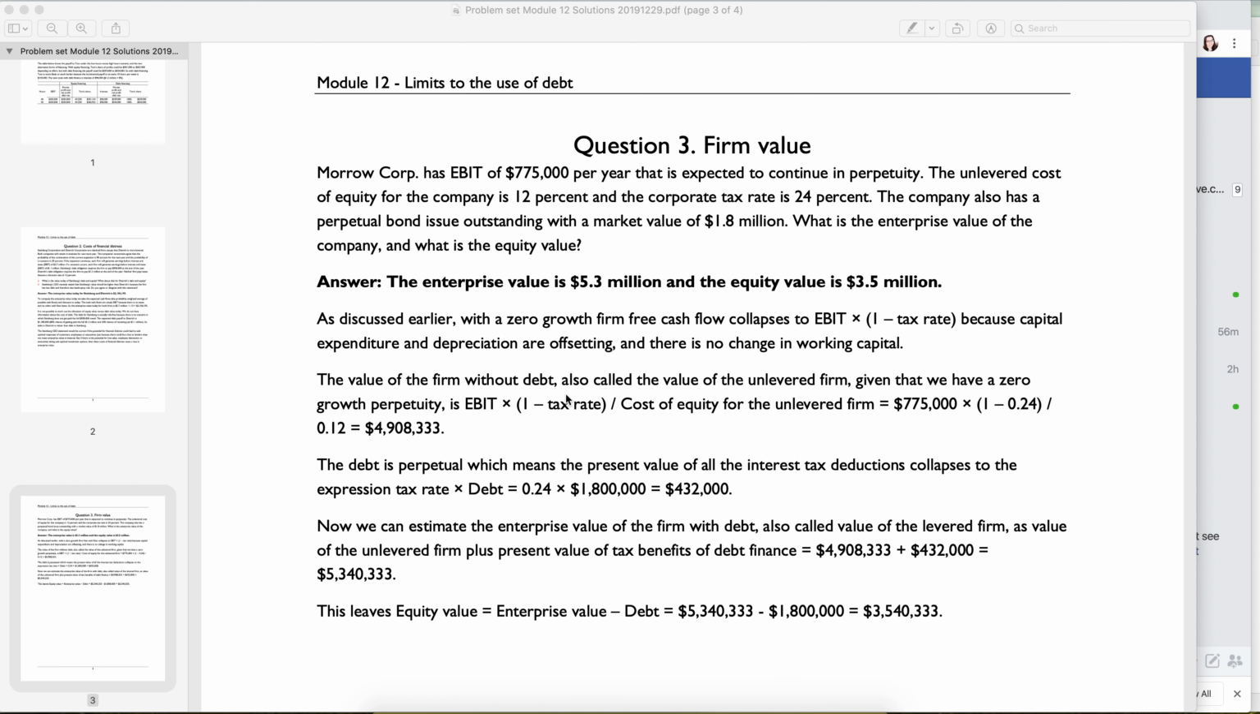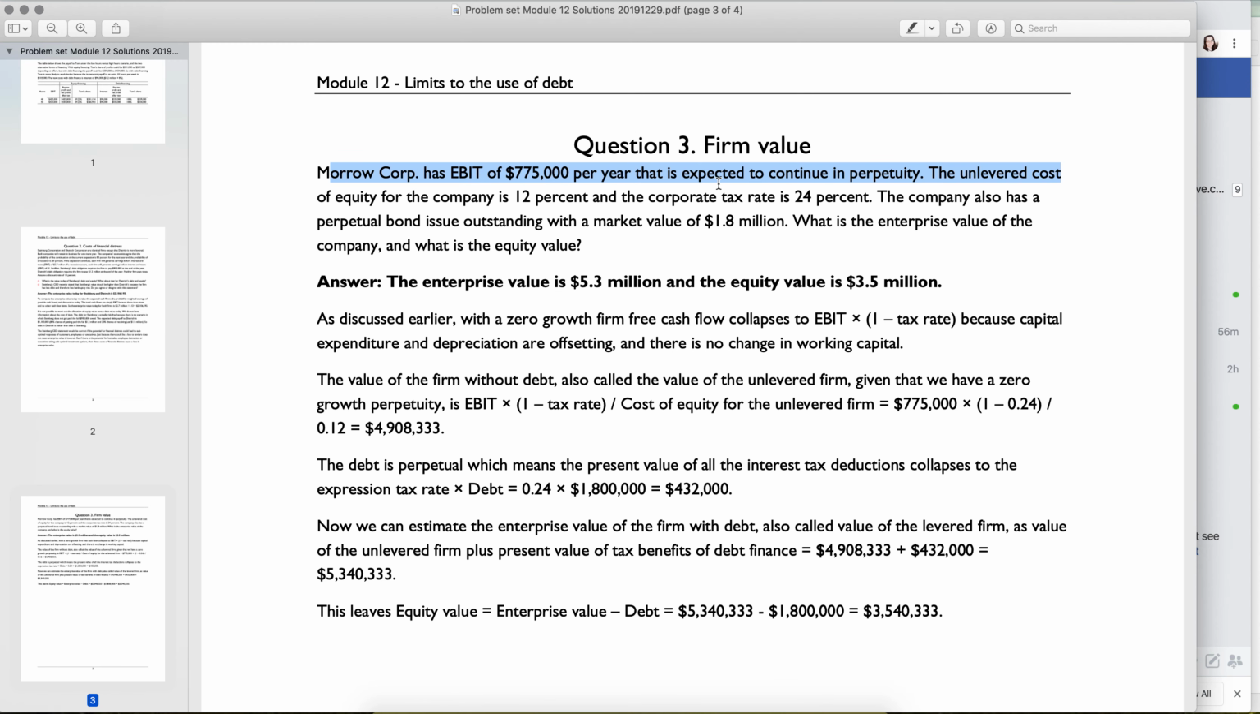Module 12, question 3 gives us a company that is not going to grow. The EBIT is going to continue in perpetuity. You have an unlevered cost of equity and a corporate tax rate of 24%. We have a perpetual bond outstanding with a market value of $1.8 million. What's the enterprise value of the company and what's the equity value?